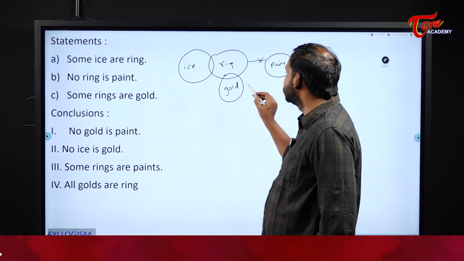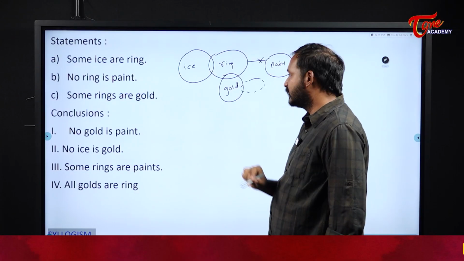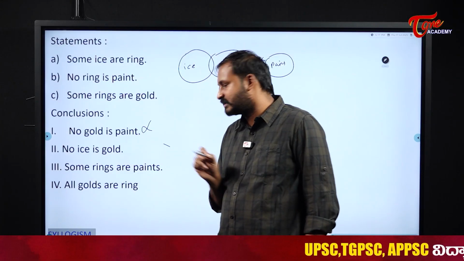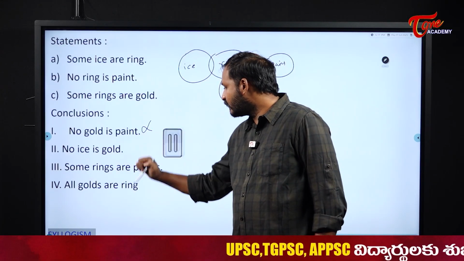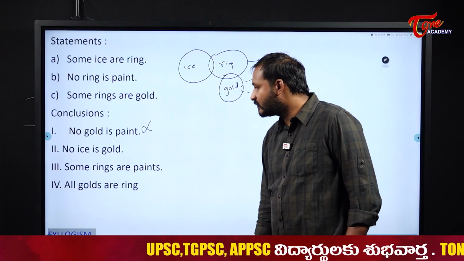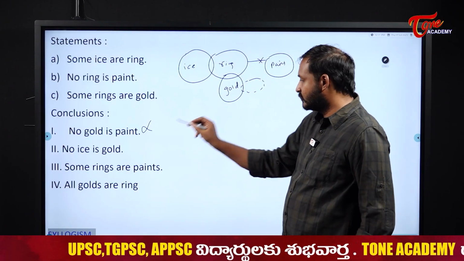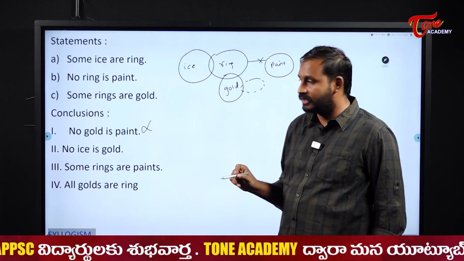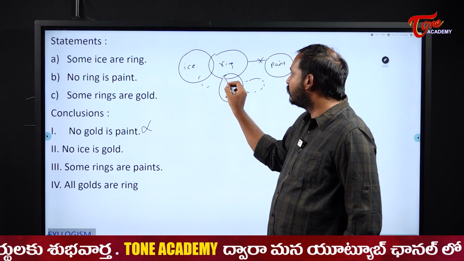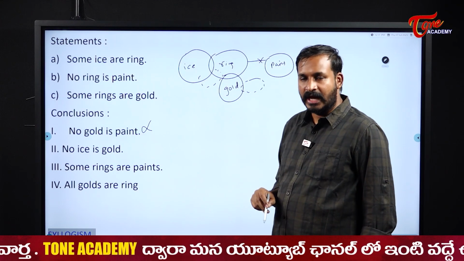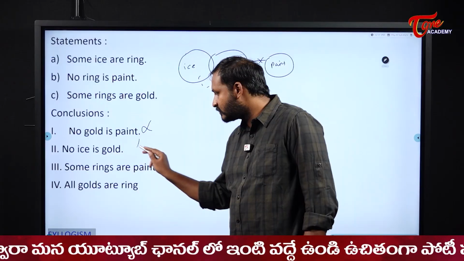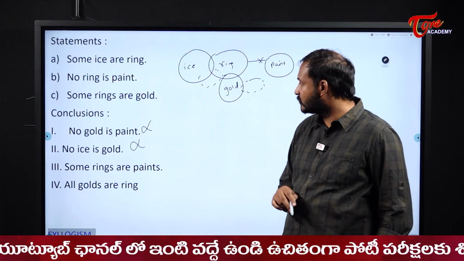But to make it false, can I draw the paint with gold? Yes sir, I can draw. If I can draw my alternate diagram, then this becomes false. Next, no ice is gold. According to the basic diagram, there is no relation between ice and gold. But I can draw the ice and gold like this, right? I can join ice and gold, that is not against my given statement. So then this also becomes false.